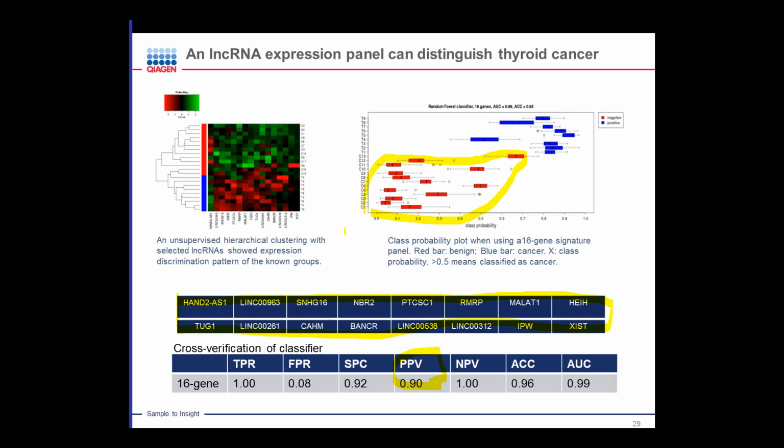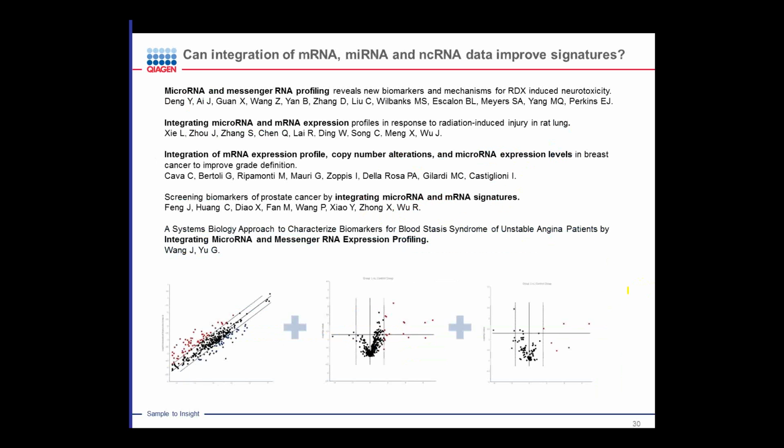And this leads us to the question of why aren't people looking at combinations of RNA analytes, of mRNAs, long non-coding RNAs, and microRNAs to develop more sophisticated panels for biomarkers? Can you integrate mRNA, microRNA, and non-coding RNA data to improve that signature? So imagine if we took all three sets of differentially expressed targets.